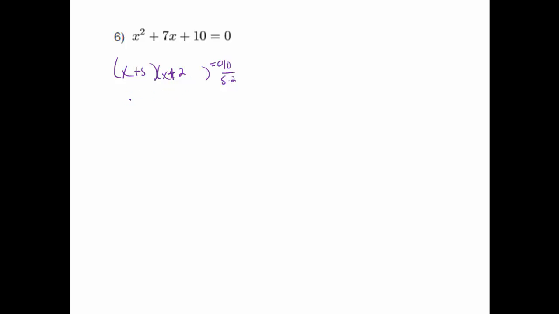Now, using the zero product property, we're going to get x equals negative 5, and x equals negative 2. Okay, so that part is set.